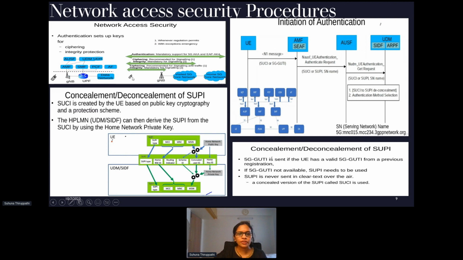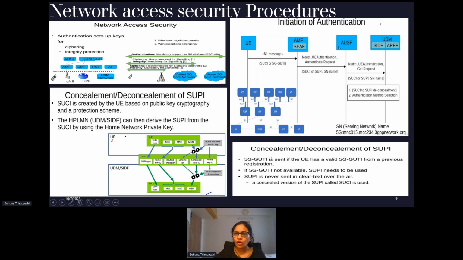For the ciphering, between the terminal to node radio access network and 5G, which is gNodeB. So the ciphering is recommended for signaling and traffic, but for integrity, this is mandatory. Similarly, between the terminal to visited 5G, ciphering is recommended for signaling, and integrity is mandatory for signaling.